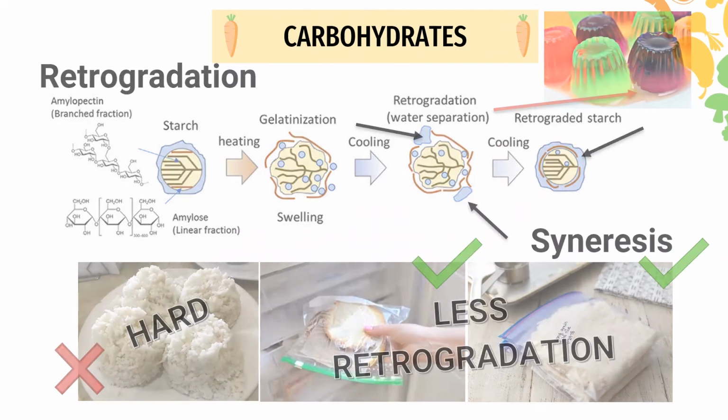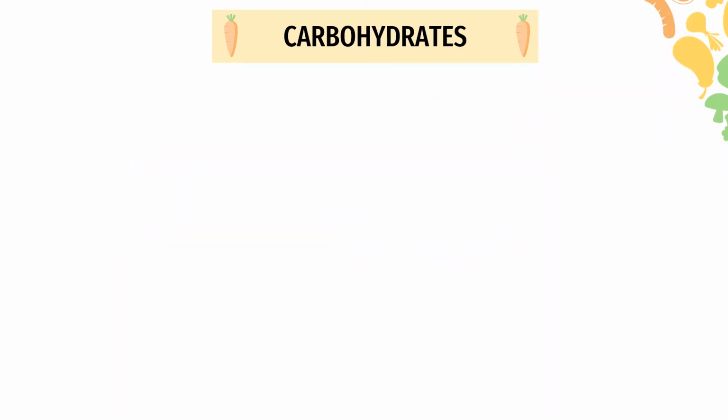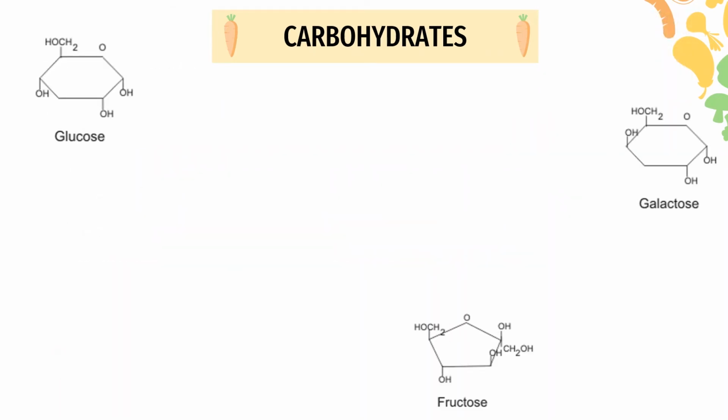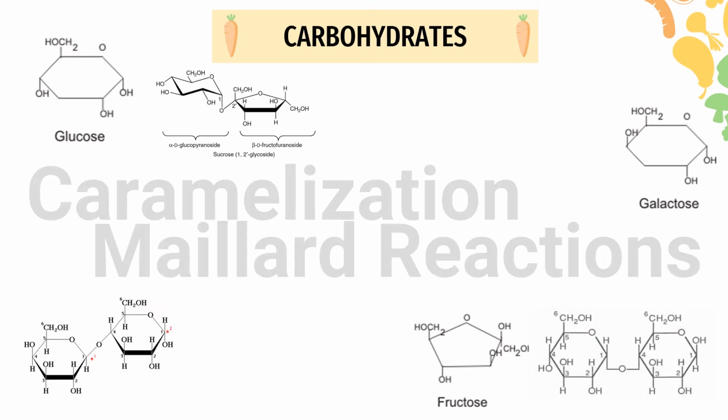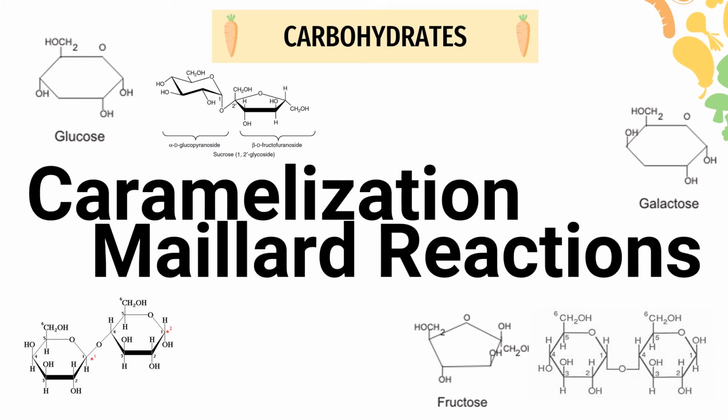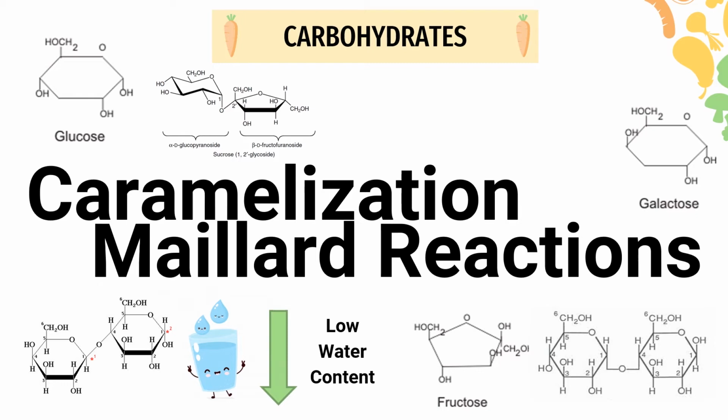Simpler sugars such as mono and disaccharides contents are important in the color and flavor formation upon heating process, such as in the caramelization and Maillard reactions. Both reactions favor low water content and high heat temperature to happen.